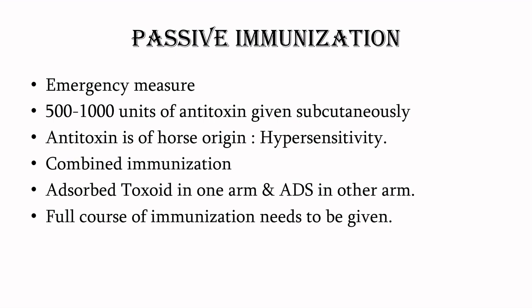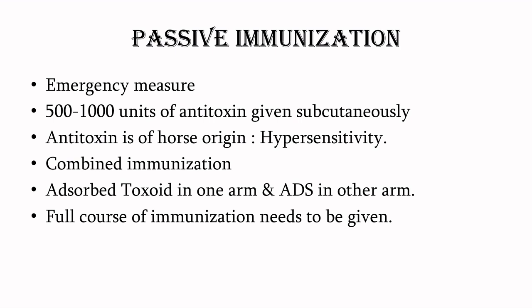The next one is passive prophylaxis, where you already have a patient in your care who has already developed all clinical signs of diphtheria. So what do you do? You give 500 to 1000 units of antitoxin subcutaneously. Generally this antitoxin is taken from animals, horses. So there's a possibility of a hypersensitivity or a serum sickness reaction.